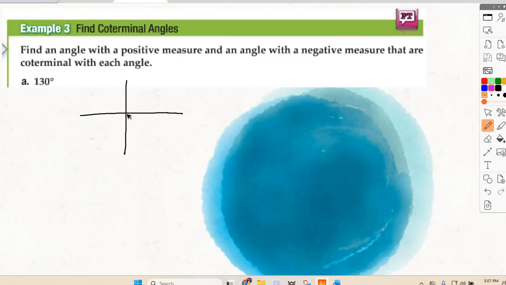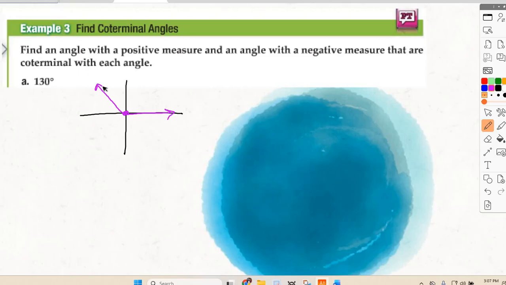Yeah, which is why we like standard position. Because did I have to bust out my protractor? That's going to be pretty close, right? Because I know exactly halfway in between is 135, and 130 is going to be pretty close to that. So as long as I'm drawing it in standard position, I can get relatively close.